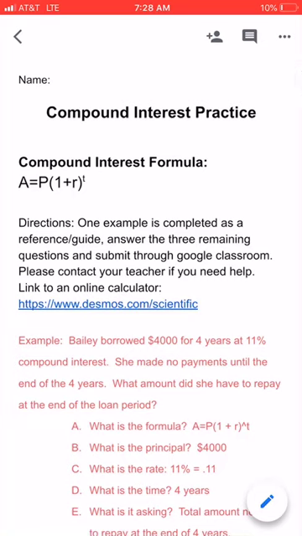Welcome back, guys. This week we're going to be talking about compound interest. Our formula, you can see right there, is A, which is the total amount, equals P, principal, in parentheses, 1 plus rate, and then you're going to see a T at the top.